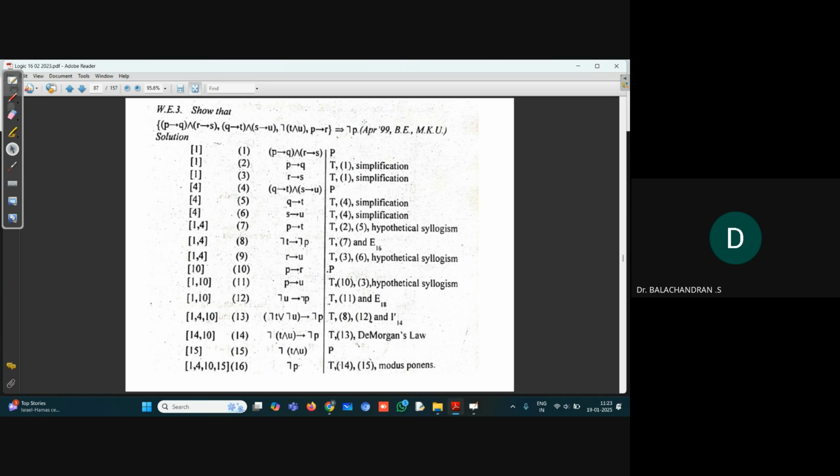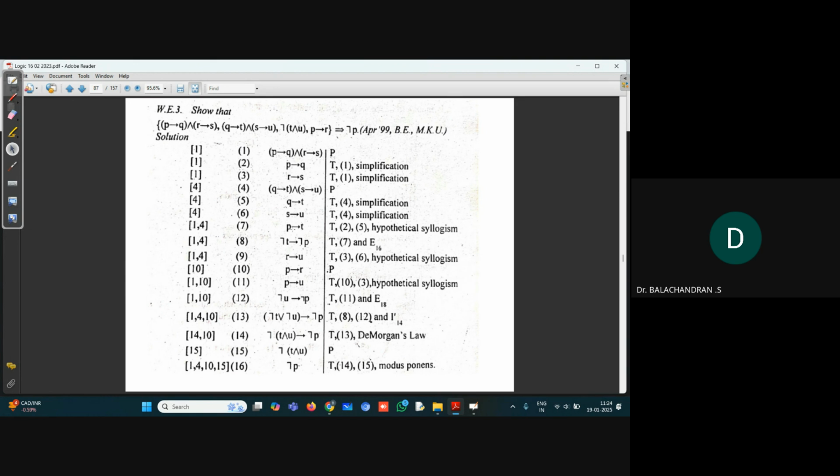So finally we'll get negation P. So first P implies Q and R implies S. This is rule P. So P and Q, you can get P as well as Q. So that is a rule. So P is P implies Q. Q is R implies S. Next, Q implies T and S implies U. This is rule P. So again the same rule. P and Q implies P. P is Q implies T. Q is S implies U. Okay. So this is rule T. I am getting 4.